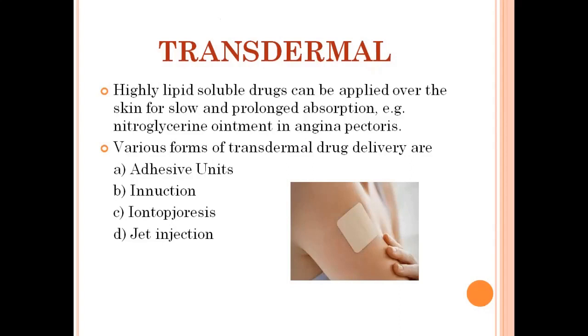Transdermal. Highly lipid soluble drugs can be applied over the skin for slow and prolonged absorption. Example, nitroglycerin ointment in case of angina pectoris. What is angina pectoris? Angina pectoris means chest pain. Okay. So, what are the various forms of transdermal drug delivery? They are adhesive units, inunction, iontophoresis, and jet injections.